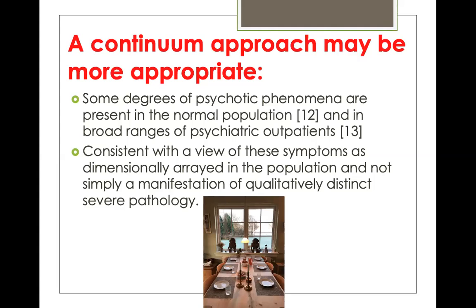So we're talking about a continuum approach. And the idea is that some degrees of, for example, psychotic phenomena are present in everyone and in broad ranges of psychiatric outpatients, which is true for depressive phenomena, dissociative phenomena, hypervigilant phenomena, etc. And consistent with this view is that symptoms are arrayed across a population and not the manifestation of qualitatively distinct severe pathology.